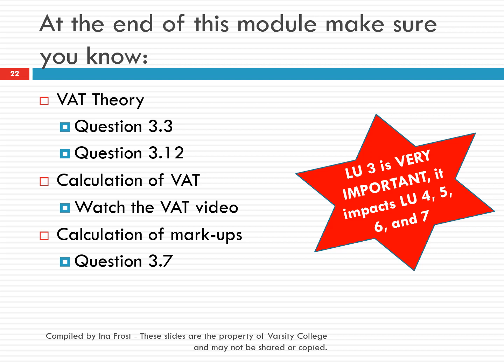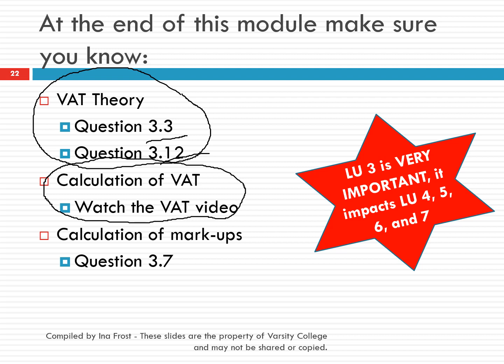So as we said at the start, in Learning Unit 3, there are 3 key things that you need to know by the end of this learning unit. Make sure you know all your VAT theory. If you need more revision on that, look at question 3.3 and 3.12 in your textbook. And remember again, the answers are in Annexure A at the back of your textbook. If you still need help with your VAT calculations, there is another short video similar to this one that will just revise again the key aspects of your VAT calculations.